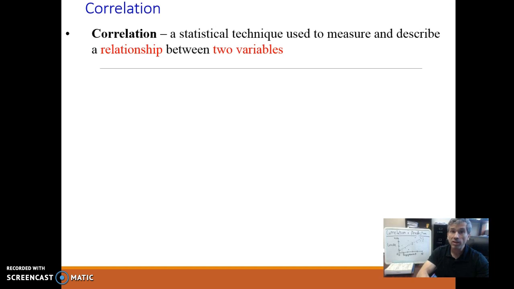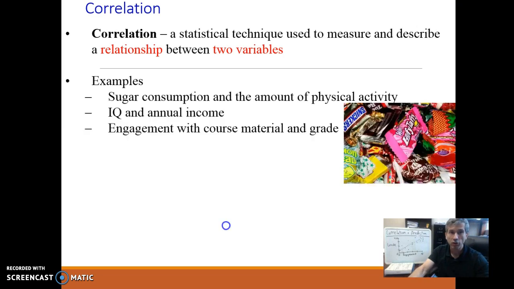So correlation is a statistical technique that we use in order to figure out if two variables are related, to what degree they're related, and in what direction they're related. So this is a very powerful way of very simply representing how two variables appear to be linked. As scores on one variable change, do they tend to change on the other, and if so, in which direction?